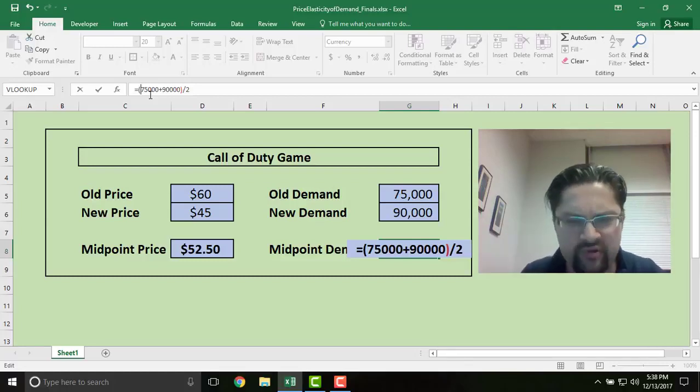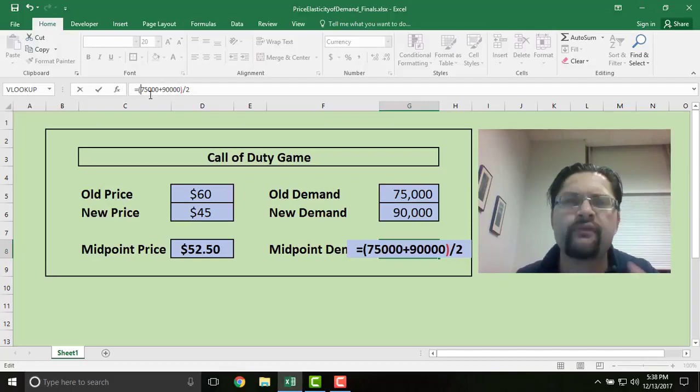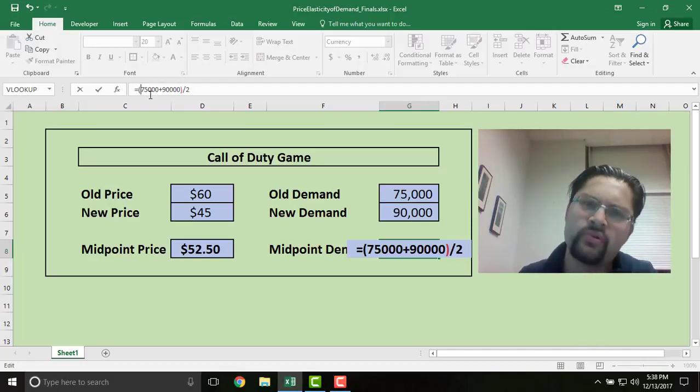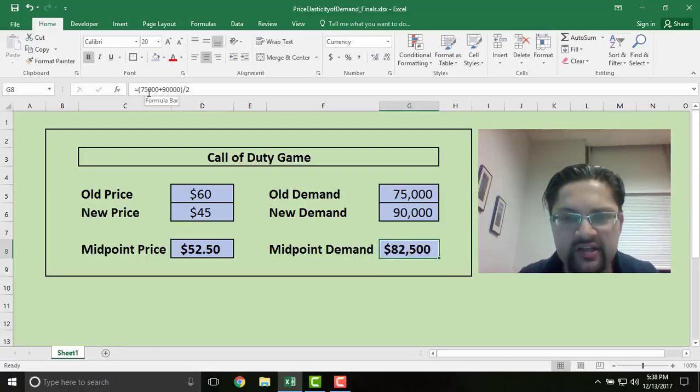If we had 3 numbers, which we would not have in this type of calculation, we wouldn't have this in price elasticity because we're only talking about 2 points. But we'd have a 3 if we were talking about multiple things. The point is, average would use the number of numbers that you're using. Okay? So here we get 82,500.